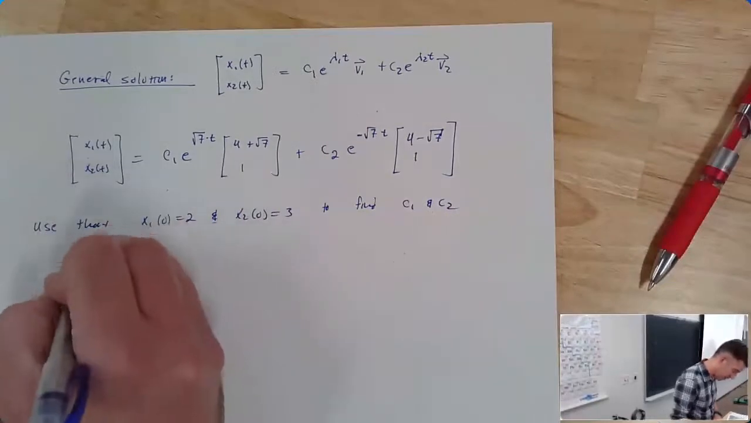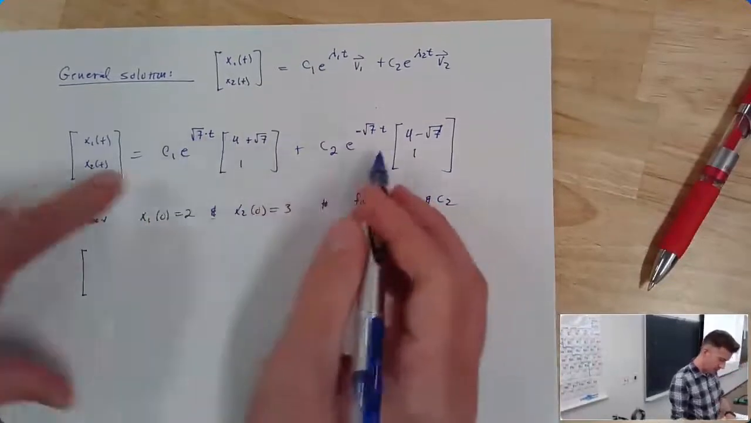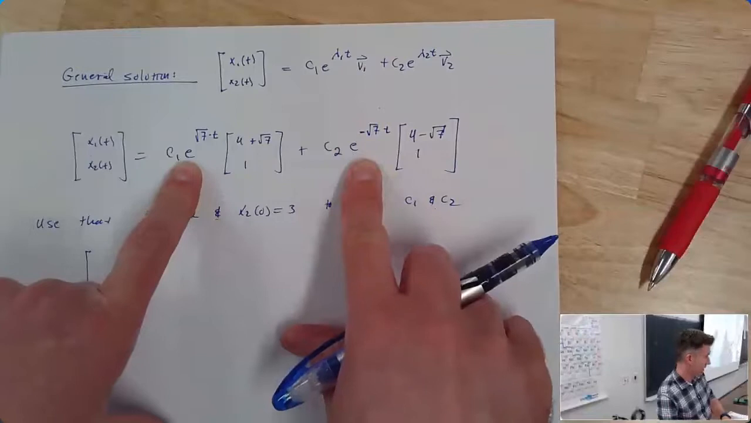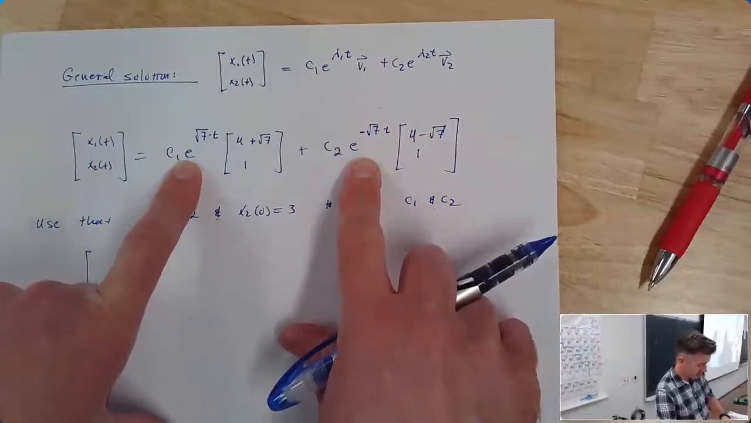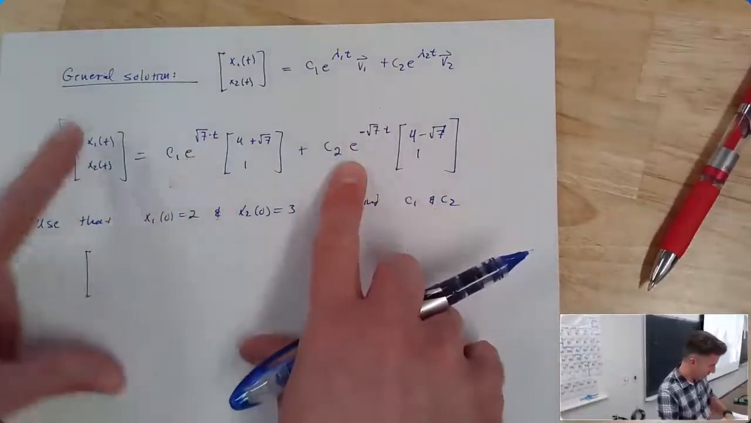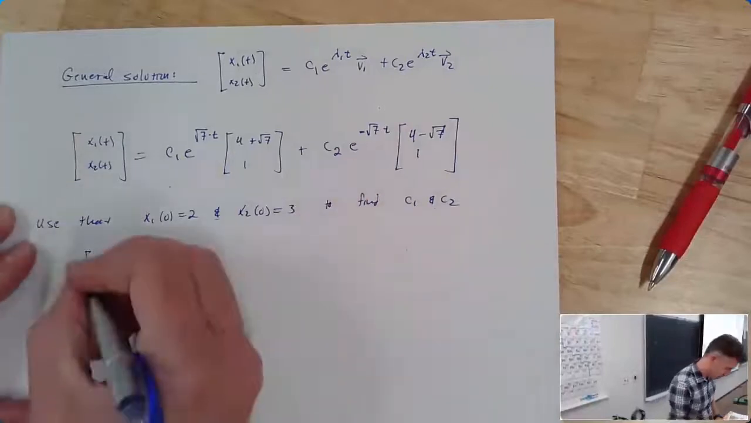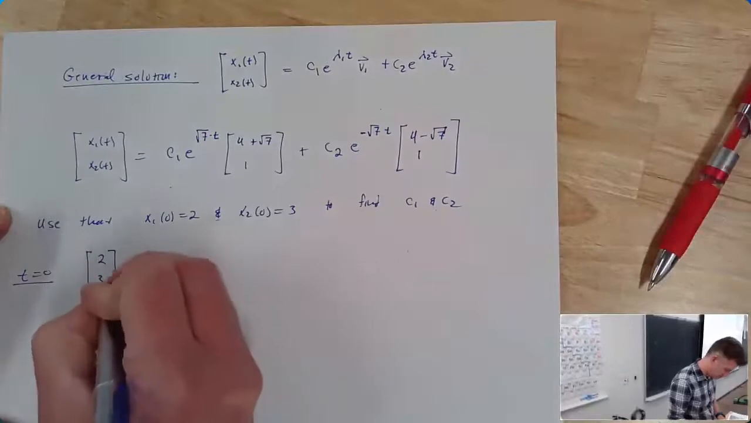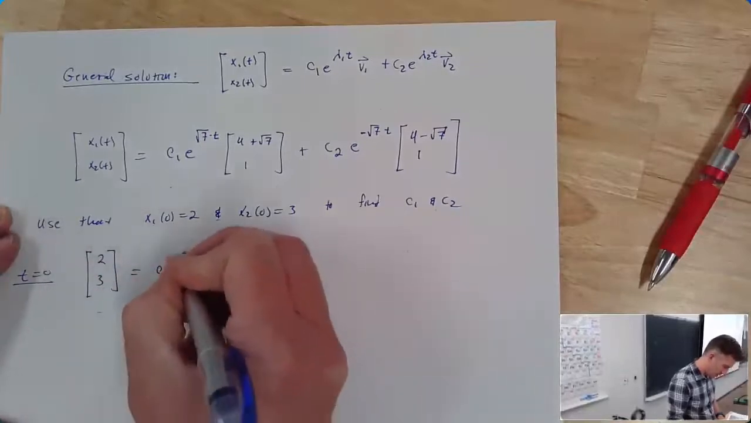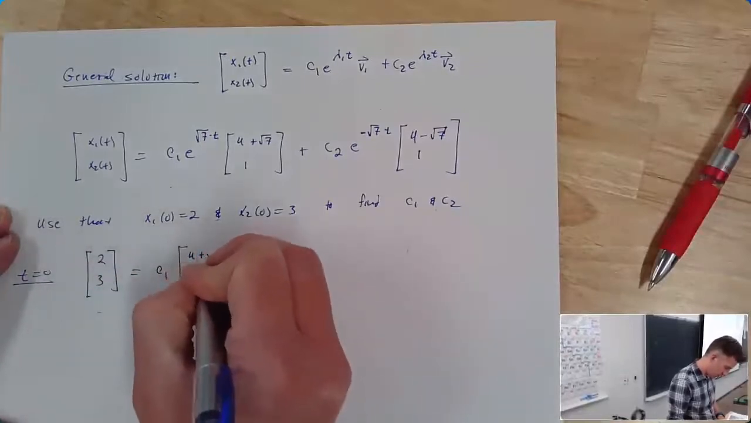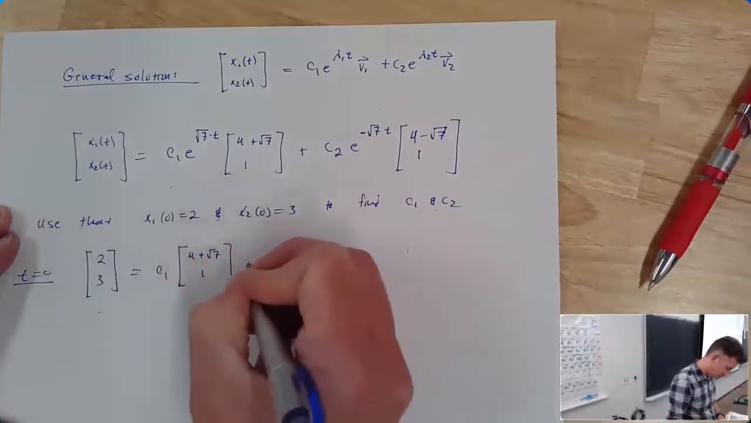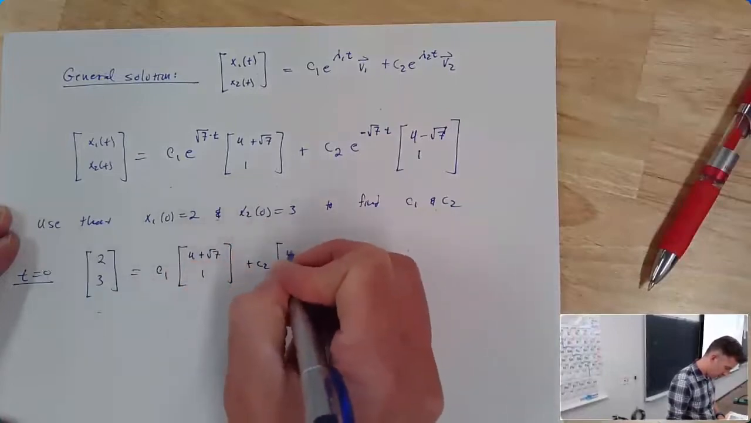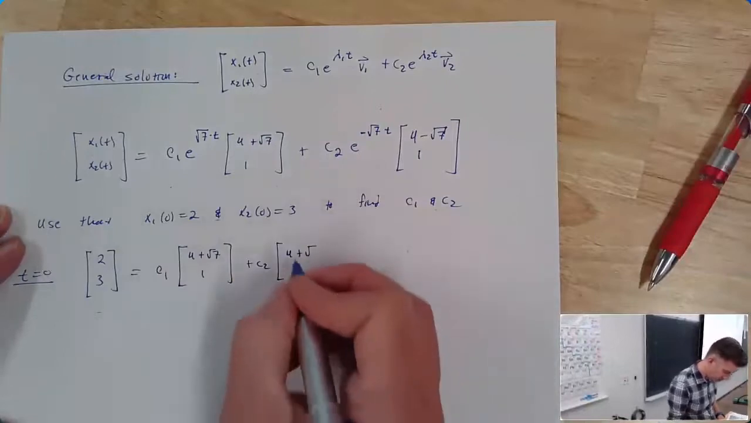So I'm plugging in 0 for t, which just means that the e parts go away. That's all that's really going to happen. These parts are both going to be 1. This is going to be 2, 3. I'm plugging in t equal to 0, and that's going to equal c1 times (4 plus root 7, 1), plus c2 times (4 minus root 7, 1).